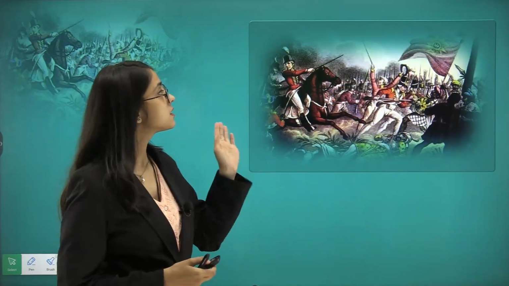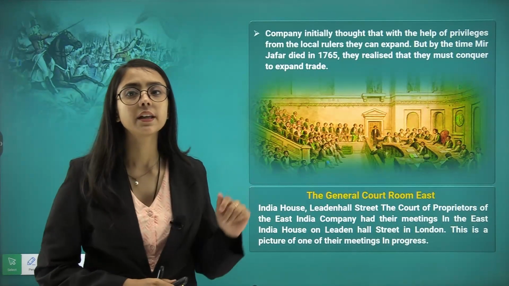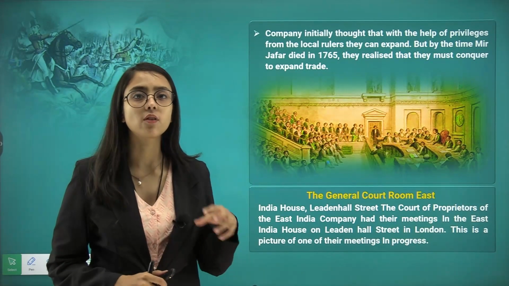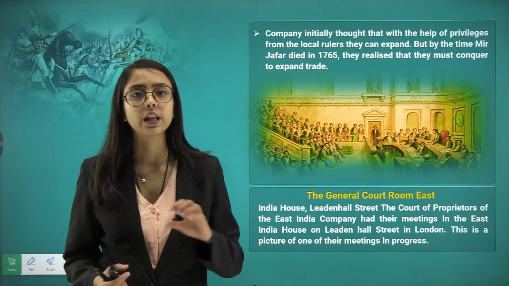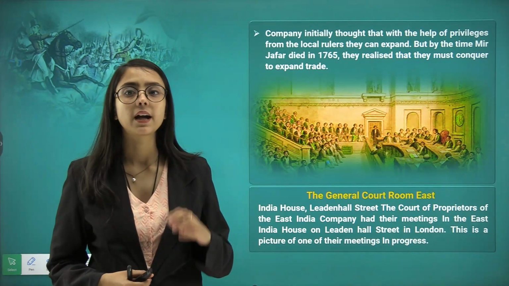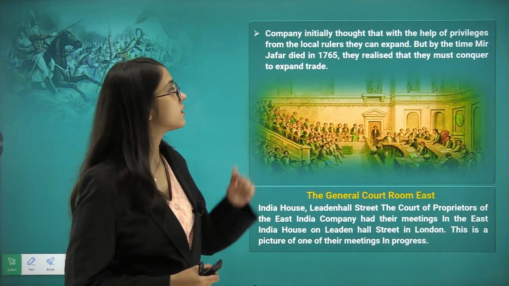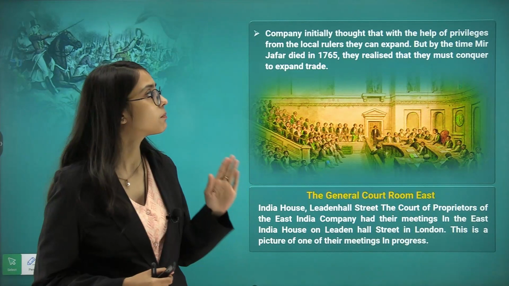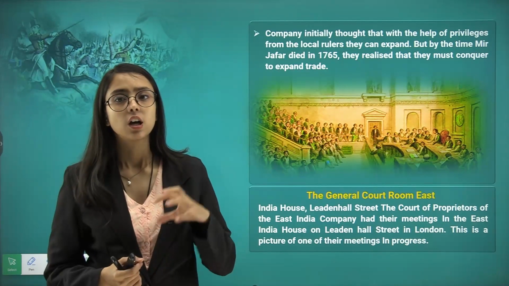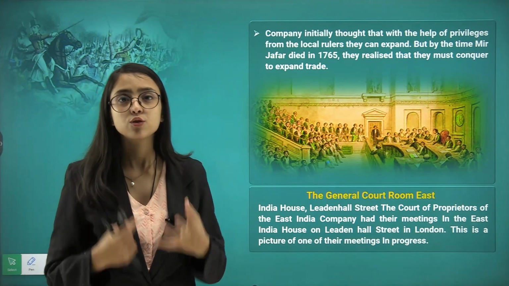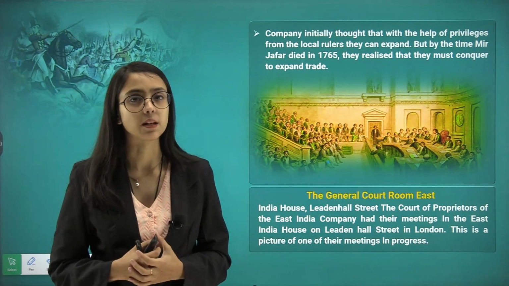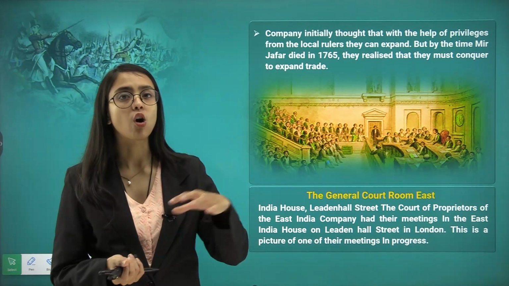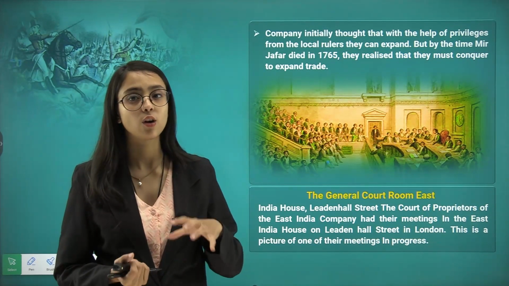Here is an image of the Battle of Plassey. Now, the company initially thought that with the help of all the privileges from the local rulers and the rights to free trade, they would be able to expand. But by the time Mir Jafar died in 1765, they realized that they must also conquer to expand the trade. It was not just the trade rights or free trade that was helping them. They needed to expand and conquer in terms of settlements and land also.